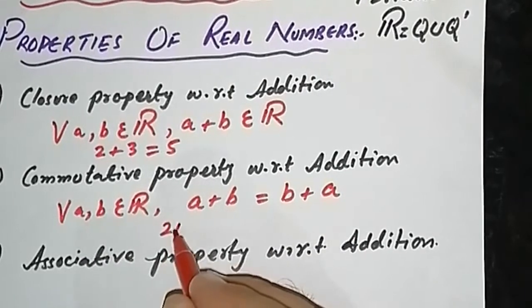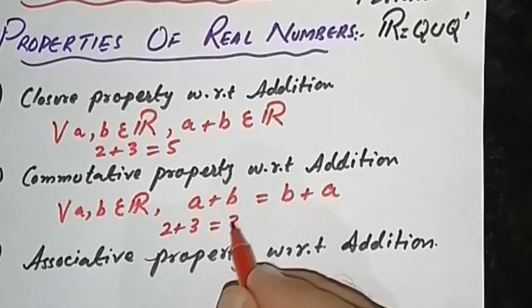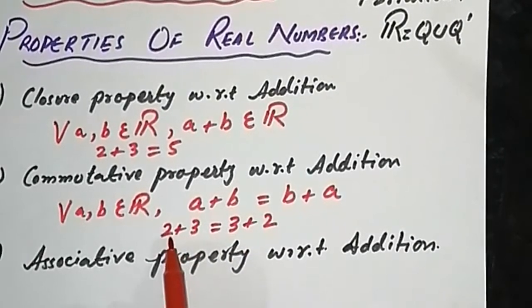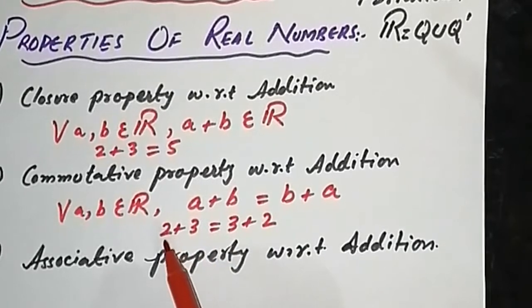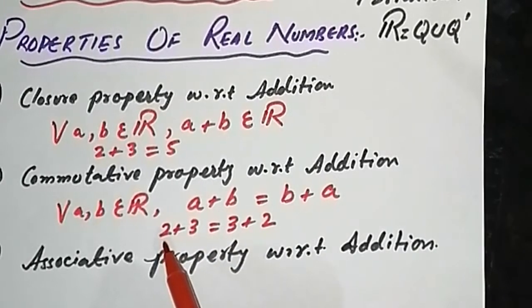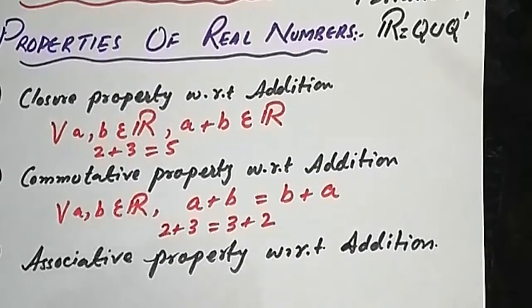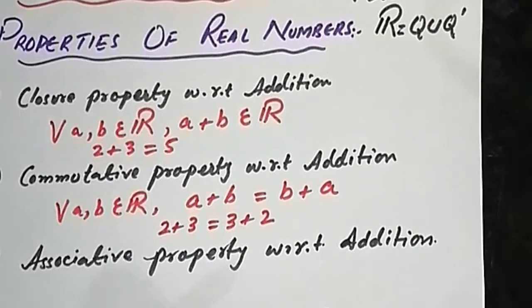For example, 2 plus 3 is equal to 3 plus 2. The answer will be the same. So this property is called commutative property with respect to addition.